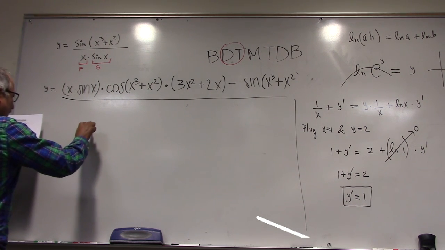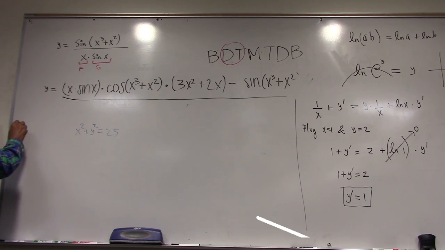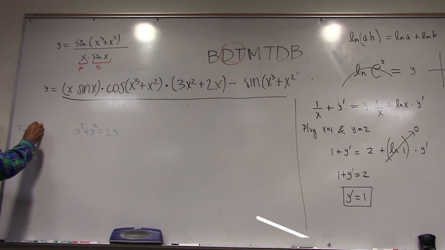X squared plus y squared equals 25. So find y prime at the point, what is it?